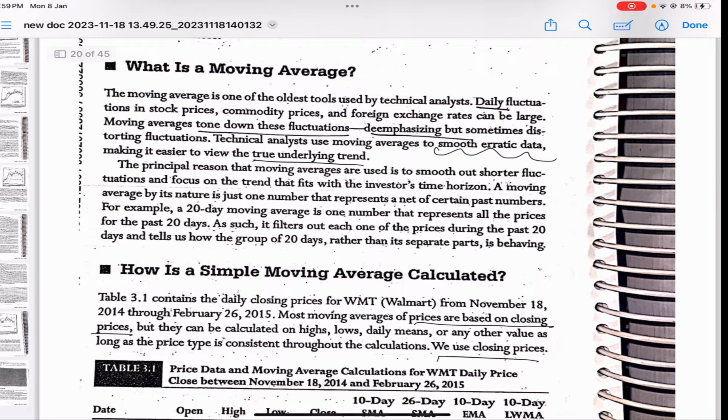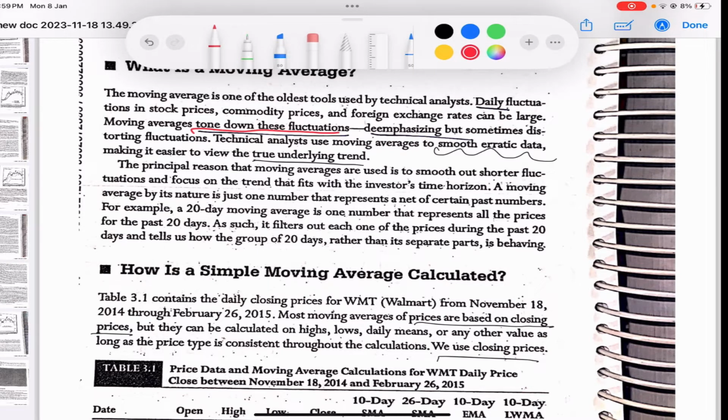So what exactly is a moving average? You can see that moving averages are used to tone down these fluctuations. So it is to smoothen the erratic data, to tone them down, and it is for us to identify what the underlying trend is. Very simple. And the period of moving average which you are using can be of the time period which is important for you.